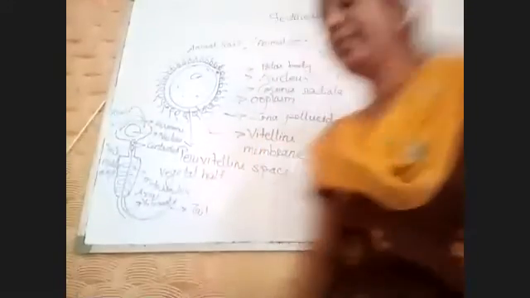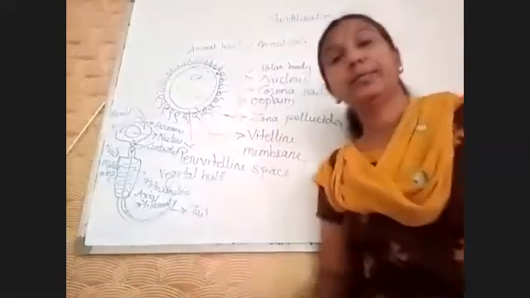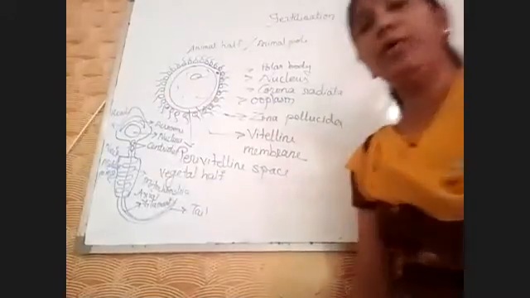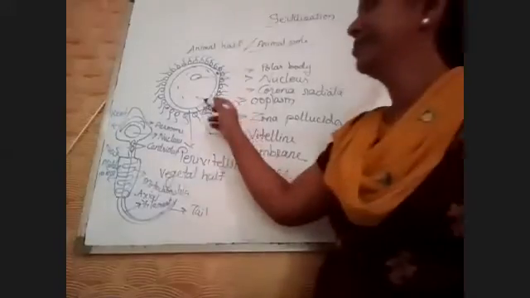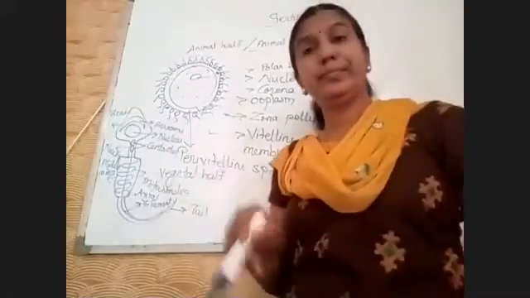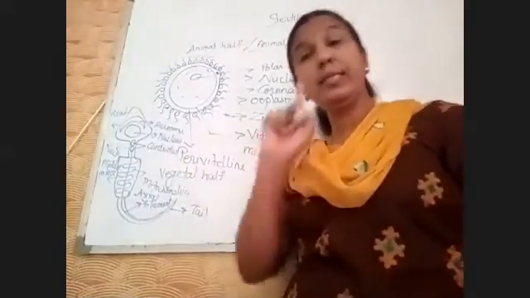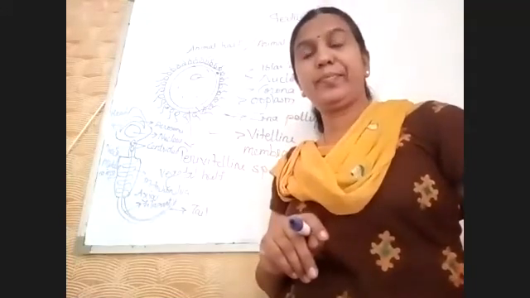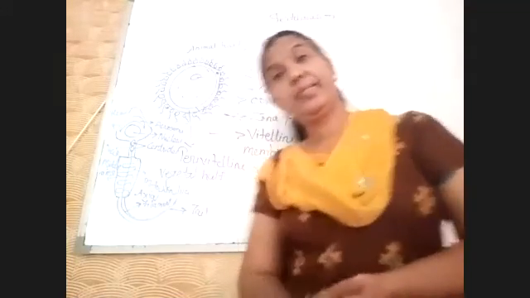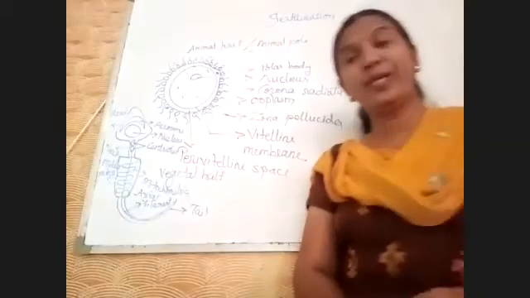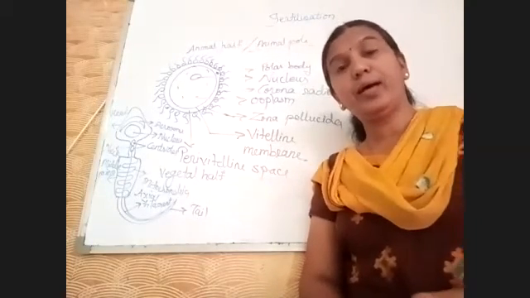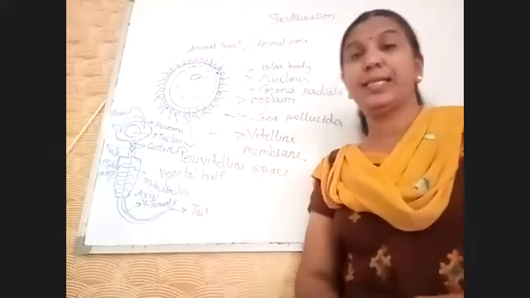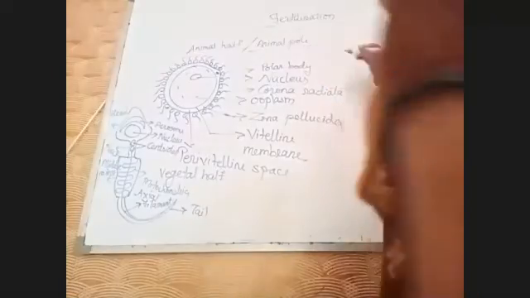That's why. So here, what do you mean by fertilization? The union of the male gamete and the female gamete to form a single zygote, that process is called fertilization. In human beings, this fertilization process takes place in the ampulla of the fallopian tube. How does this process take place? Now let's see.